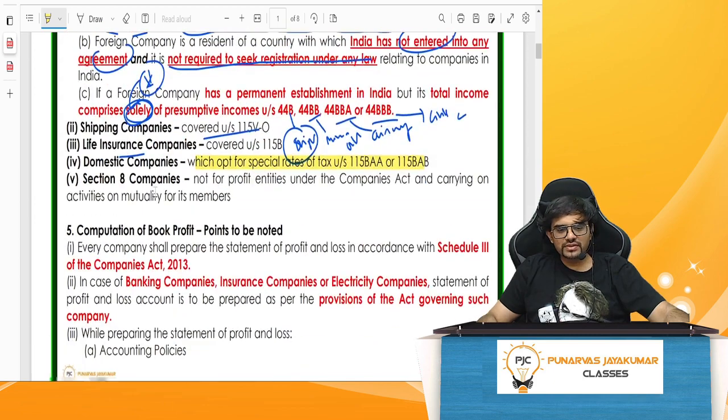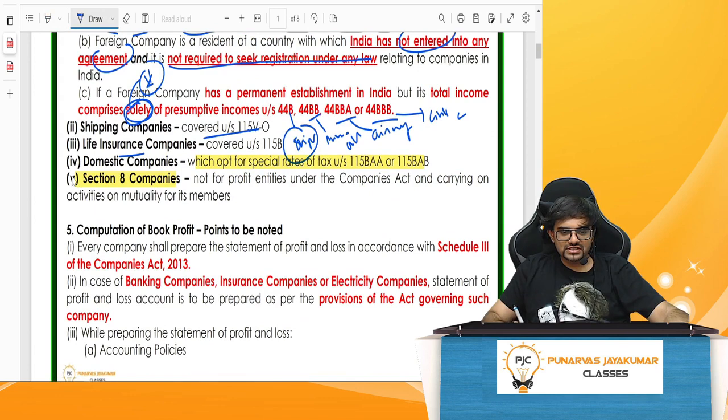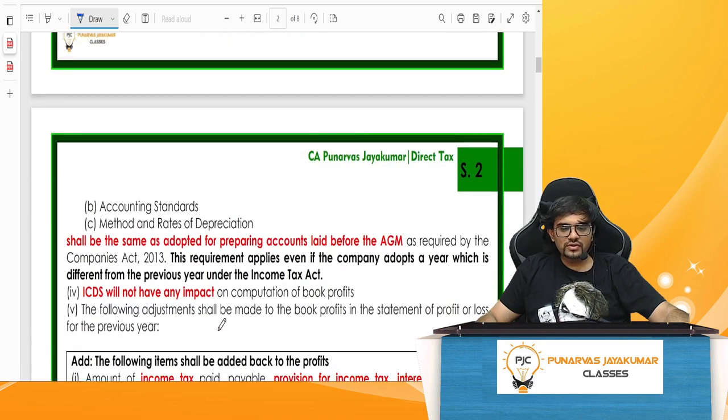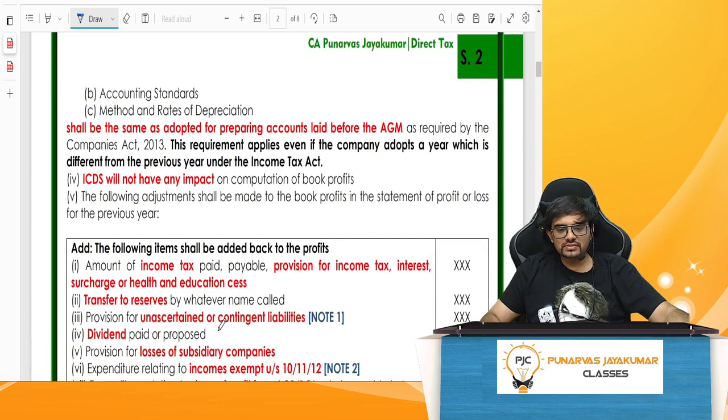Similarly, Section 8 companies are for not for profit. Section 8 companies of the Companies Act is a company which was not for profit. That's why for them also this section will not apply, because of the principle of mutuality. Every company shall prepare the statement in Schedule 3. If you cannot follow, then follow the respective law, it says. Then as I told you, accounting policy, standards, methods, everything shall be the same.